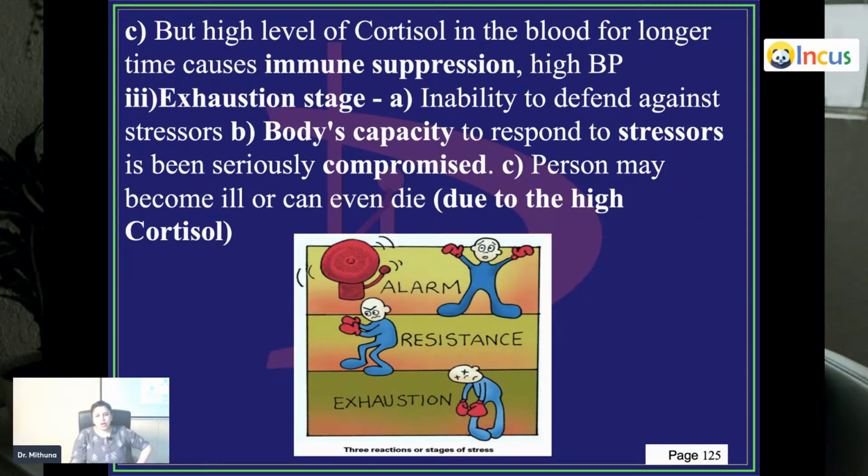And then finally, you come to exhaustion. You've fought, and then at the last, you get exhausted. So the first stage is alarm, the second stage is resistance, and the third stage is exhaustion.